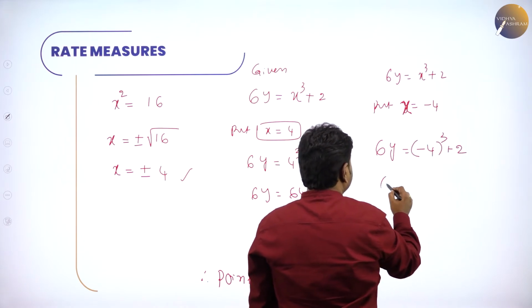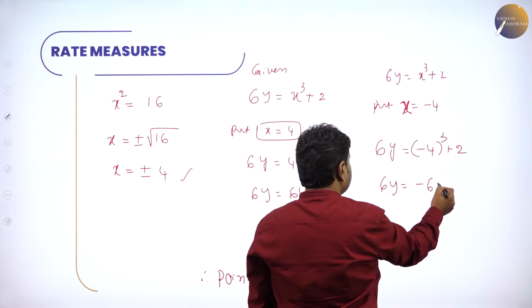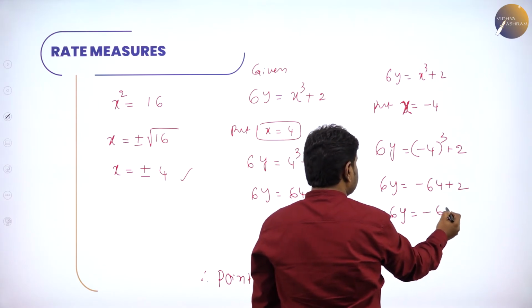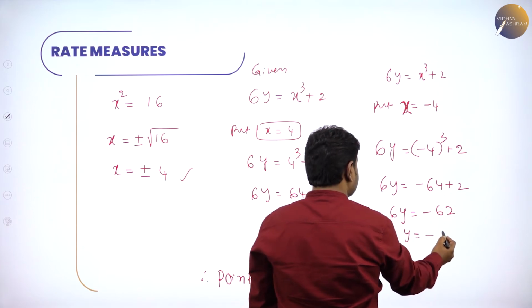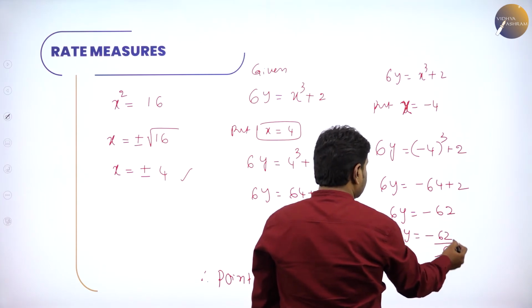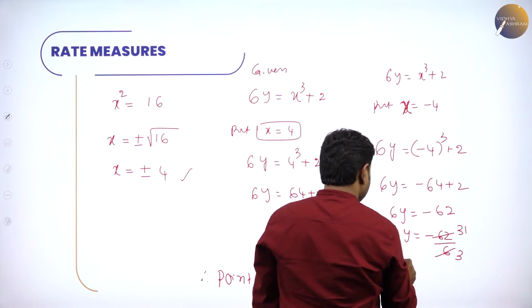That is 6y is equal to minus 64 plus 2. That is 6y is equal to minus 62. That is y is minus 62 by 6. So both are divisible by 2. 2 3s are 6, 2 31s are 62. So y is minus 31 divided by 3.